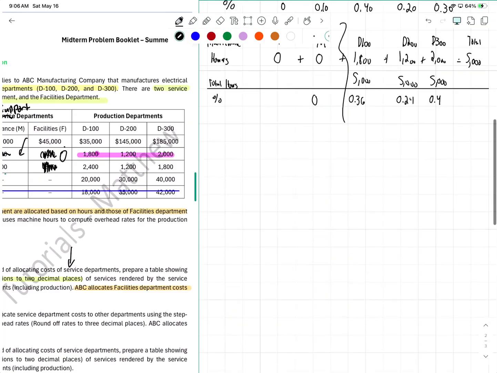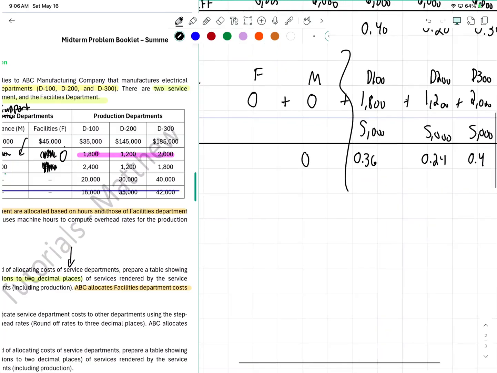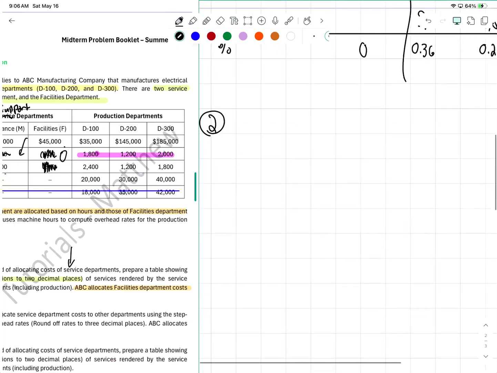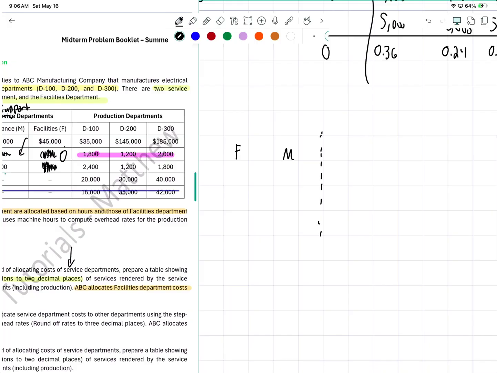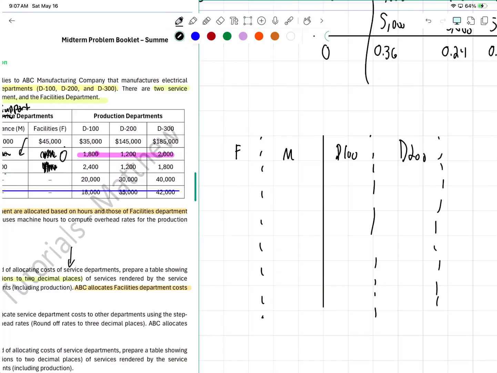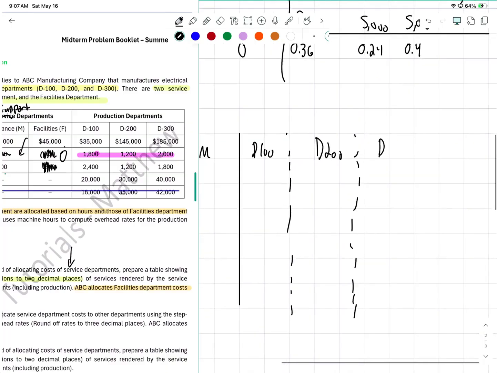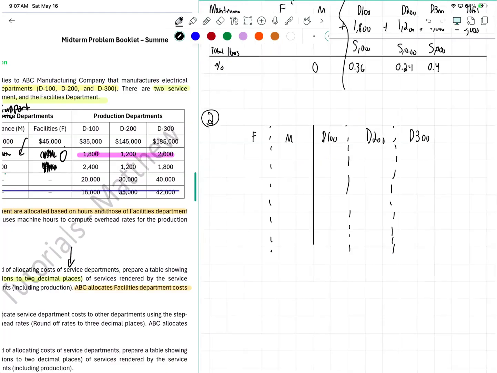Now, for required 2, you're going to start allocating costs, and you're basically going to build the same type of board. Your facilities is going to go first. Maintenance is going to go second. Then you draw a dotted line between the supports, so we'll do it like this. Then we have D100, D200. Not an art student, guys, forgive me. D300. And there we go.